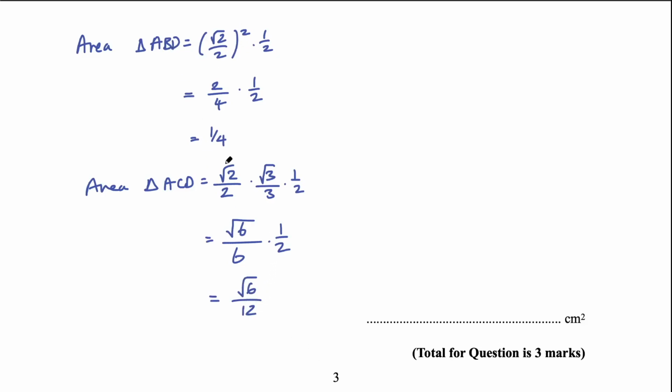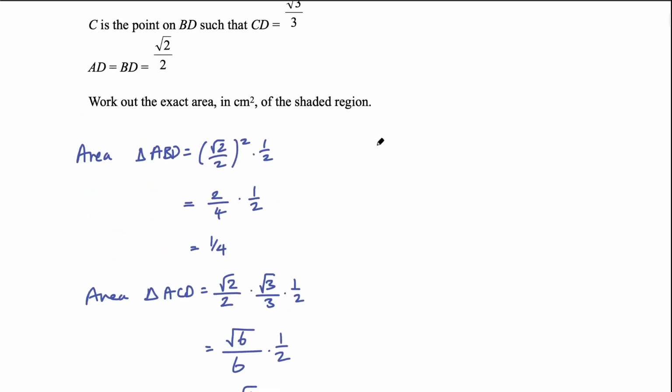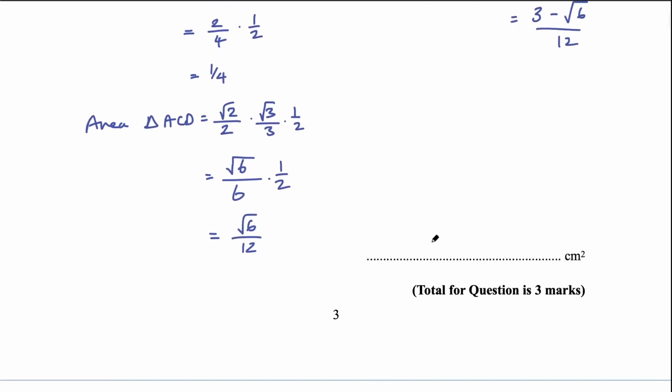Okay, so I have the area of the larger triangle and the smaller triangle, and we need to subtract those. So the shaded region is going to be a quarter, take root 6 on 12. And I believe you could leave the answer as that, or you could simplify further. So you could combine these fractions by finding the lowest common denominator, which would be 12. So if I multiplied this one by 3, this would be 3 take root 6 on 12. But I believe that answer is fine as well. So a quarter take root 6 on 12 for my final answer there.